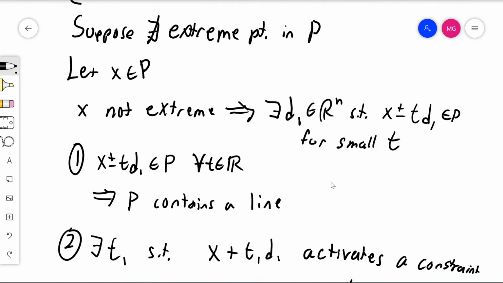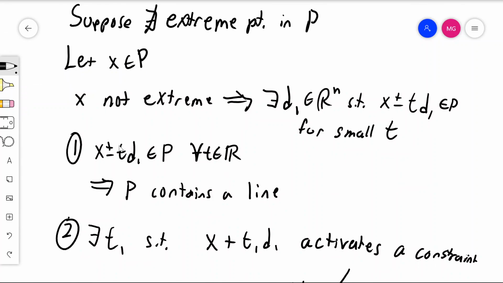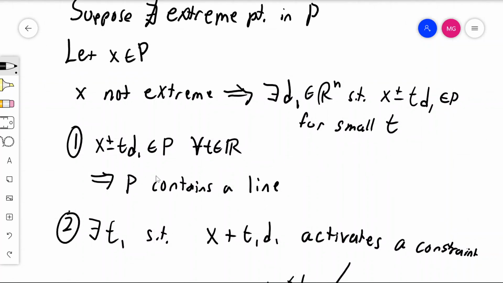Okay, so there's two things that could happen. So case one, actually, it doesn't matter how large the perturbation is. That's a possible outcome. Or in other words, x plus or minus t d1 is in the polyhedron for all t. That would mean that the polyhedron contains a line. It's the line that is in the direction of d1 here. So then we'd be done because we've just found a line.